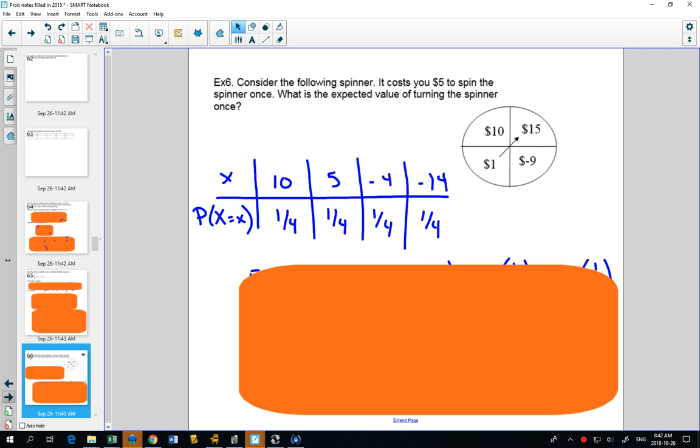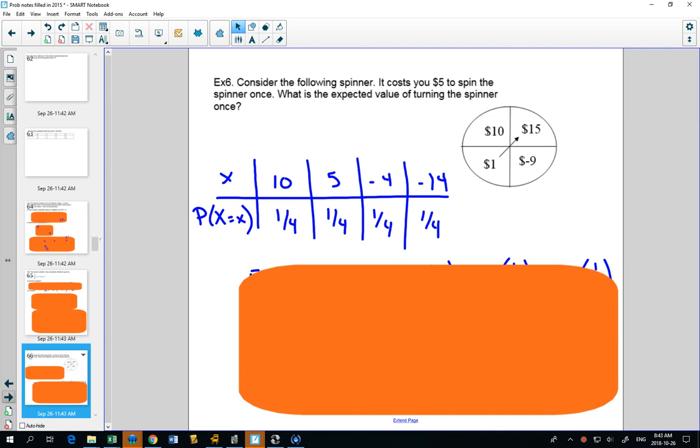Okay? So I put the values in there with the $5 included. The other way you could do it is without that: figure out your expectation of what you would win from the spinner, and then subtract $5 off of that at the end. That will give you the same result.